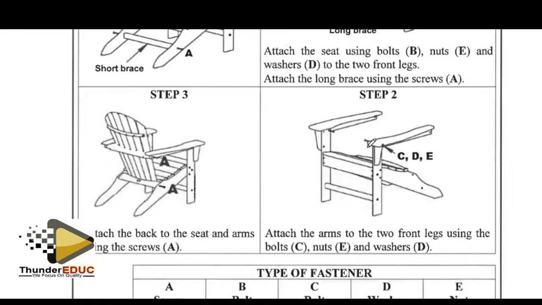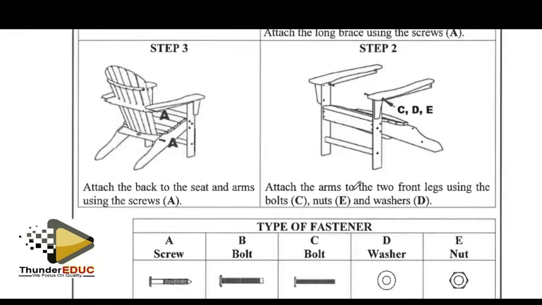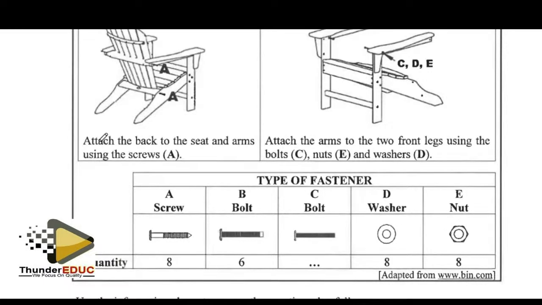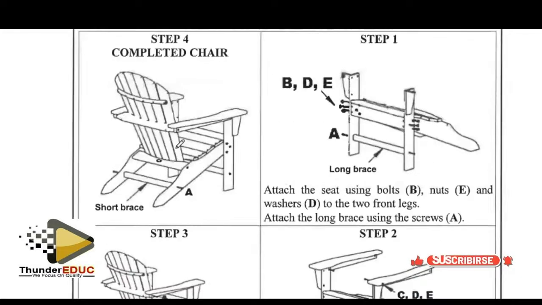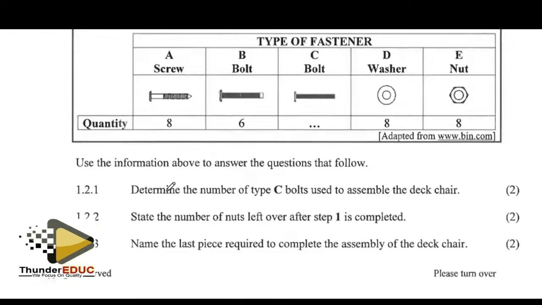Then we go to step number 2, which says attach the arms to the 2 front legs using the bolt C, E, and D. So here we go. Step 3 says attach the back of the seat and the arms using the screws, which is A, together. Then step number 4, it says short brush. Okay, here we go.